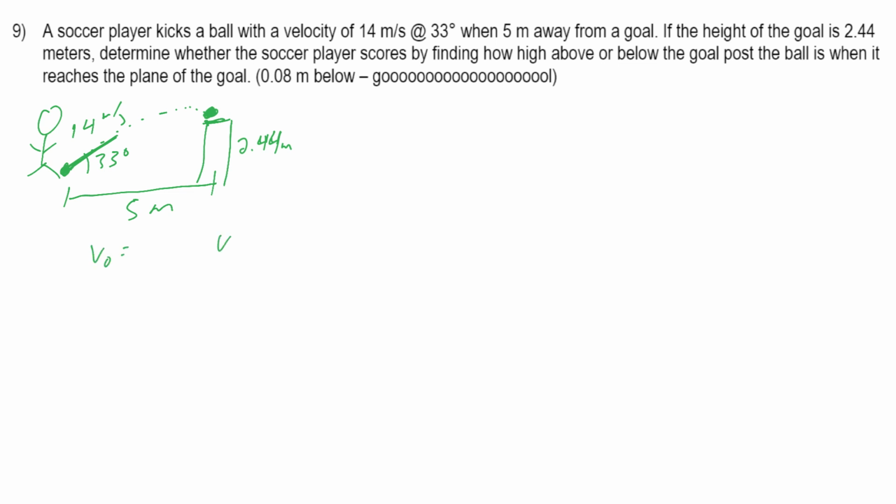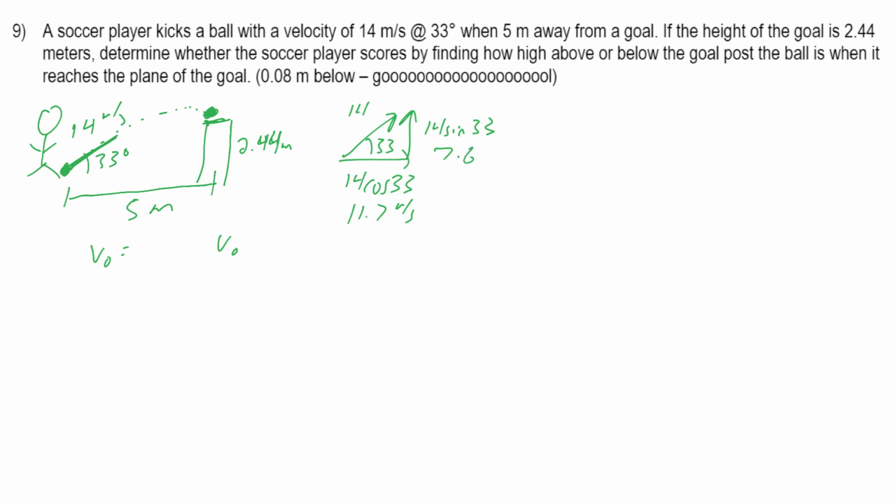So let's go ahead and solve this triangle here. So we're 14 at 33. On this side, we're going to go 14 cosine of 33. On this side, we're going to go 14 sine of 33. Let's go ahead and calculate those. So 14 cos gets me 11.7. And 14 sine gets me 7.6.